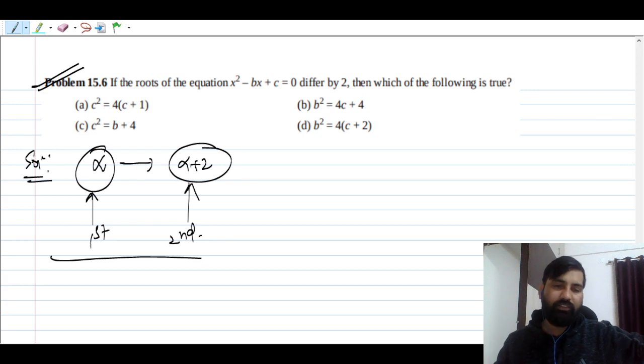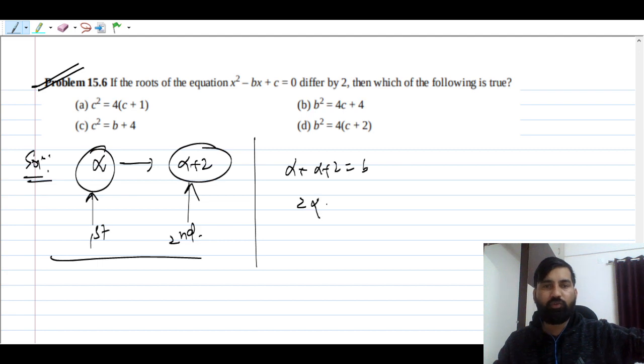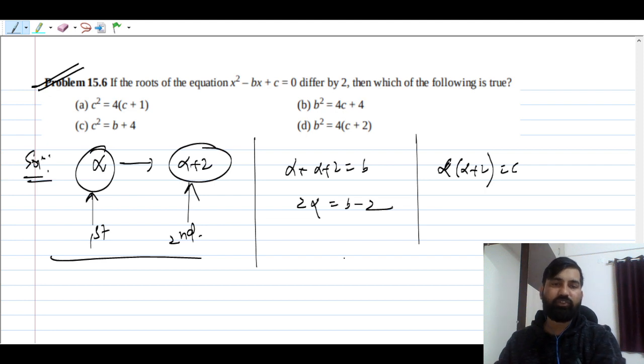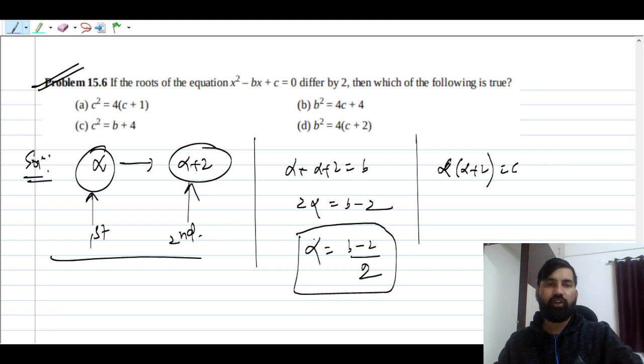Now you know that the sum of the two roots is alpha plus alpha plus 2, equal to b, that is minus b by a, so you will get this. From here you can say 2 alpha plus 2 is equal to b, so 2 alpha is equal to b minus 2. And the product of roots is alpha into alpha plus 2 equal to c, right? These are the two situations that you might get. From here you can find alpha. Alpha is nothing but b minus 2 by 2, one of the roots.